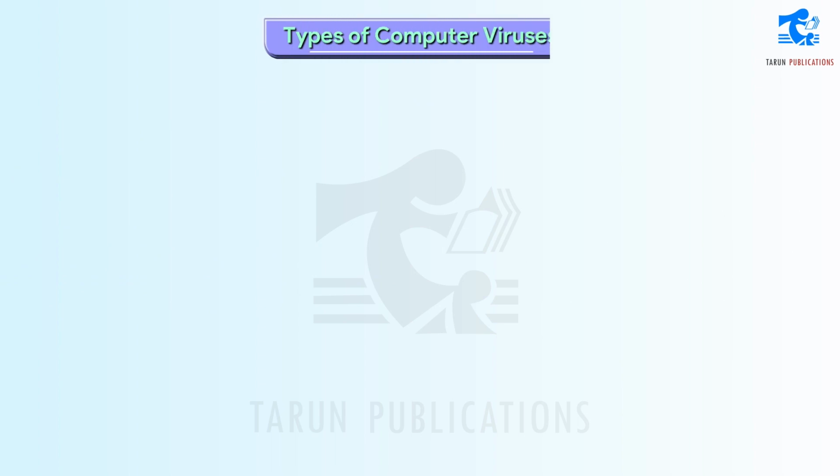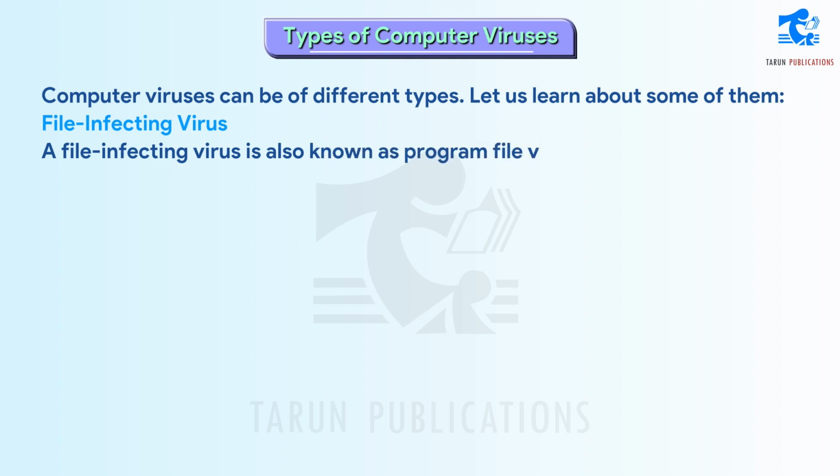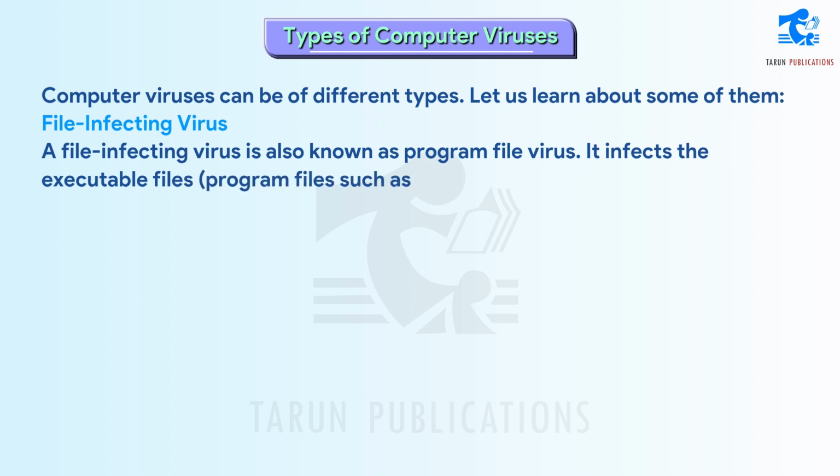Types of computer viruses. Computer viruses can be of different types. Let us learn about some of them. File-infecting virus. A file-infecting virus is also known as program file virus. It infects the executable files, program files such as .exe, .com, .sys and so on, to cause permanent damage.